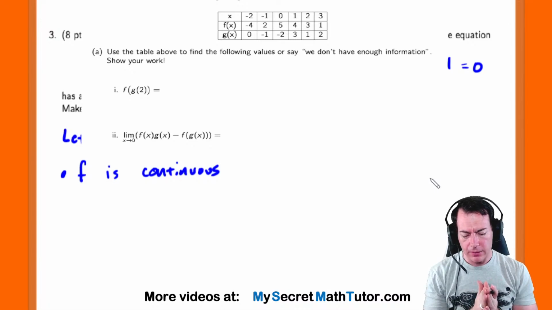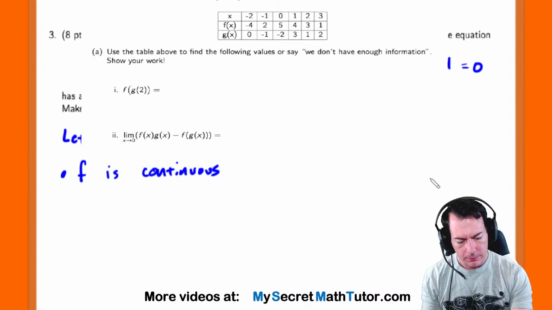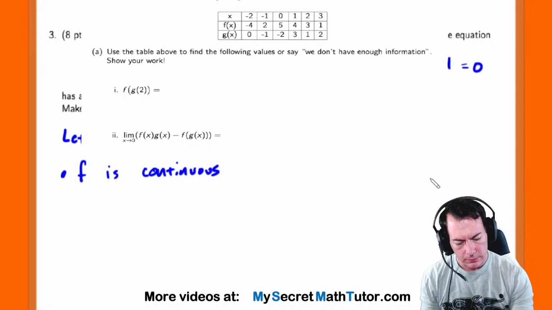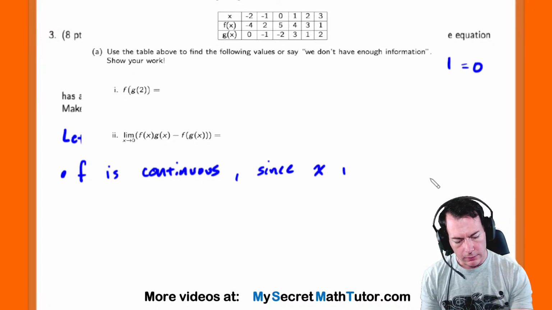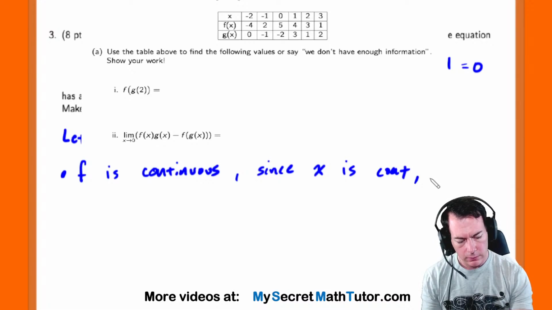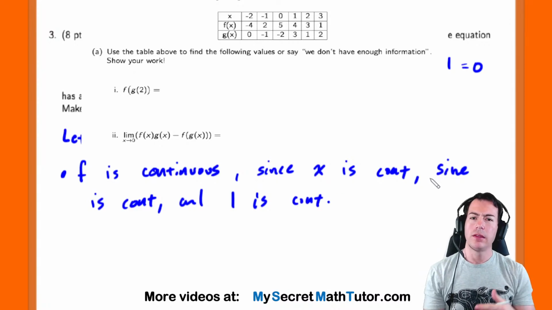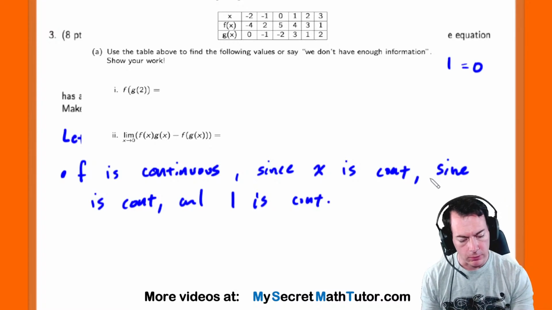Let's see. It is continuous. Oh, how do I know it's continuous? Because it is made of continuous functions. Since x is continuous, sine is continuous, and the number 1 is continuous, and the product and sum of continuous functions also happens to be continuous.